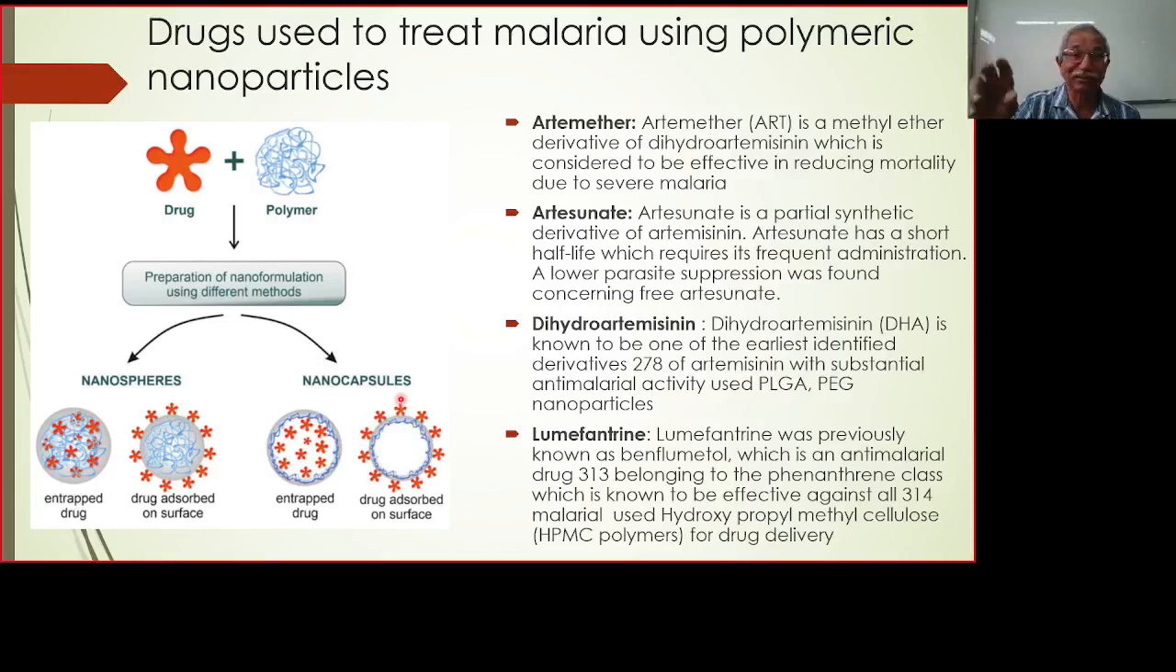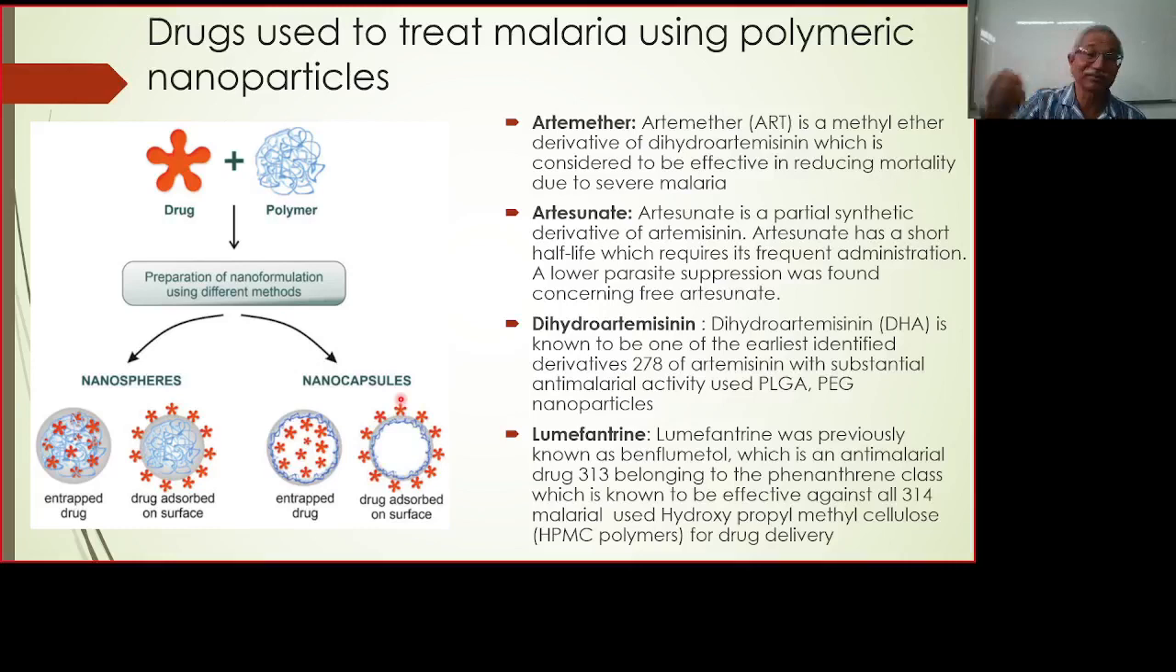Then there is dihydroartemisinin, DHA, which is known to be one of the earliest identified derivatives of artemisinin. They have created 278 different types of derivatives of artemisinin with substantial antimalarial activity, used as PLGA-PEG nanoparticles. So they are using polylactic glycolic acid or polyethylene glycol as a carrier to be incorporated. They mix it and then form it.